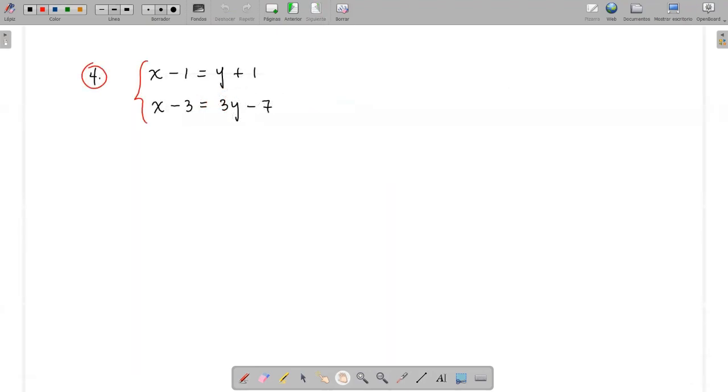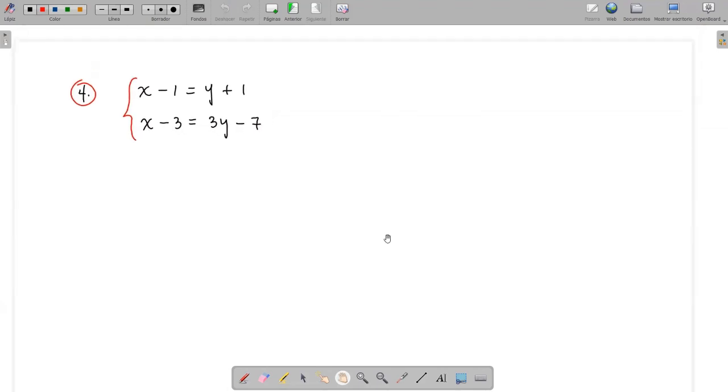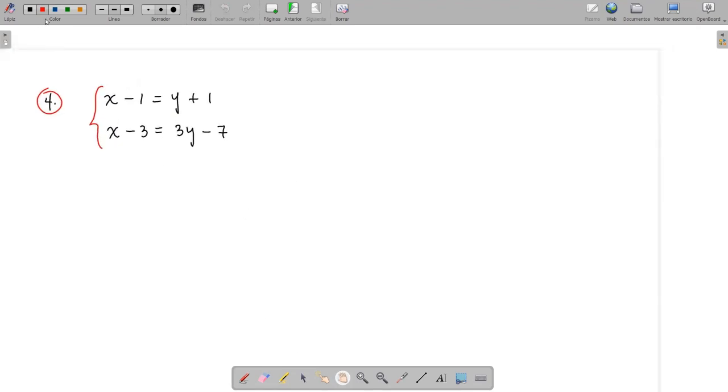Finally, the example number 4. In example number 4, we have another arrangement of the terms in the equation. So we have a combination of letters and numerical coefficients in the same side of the equation. So we're going to rearrange those terms, grouping all the letters in one side and all the numbers with no variables in the other side of the equation. Okay, let's group.